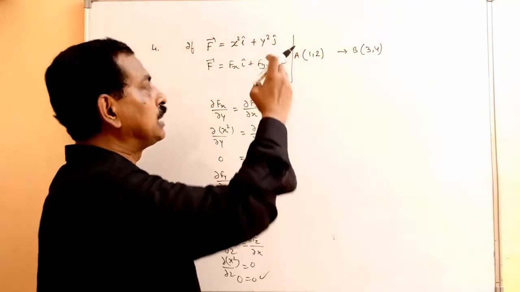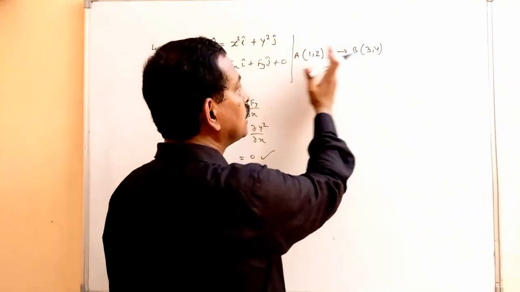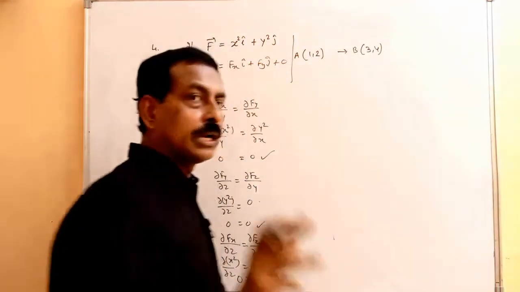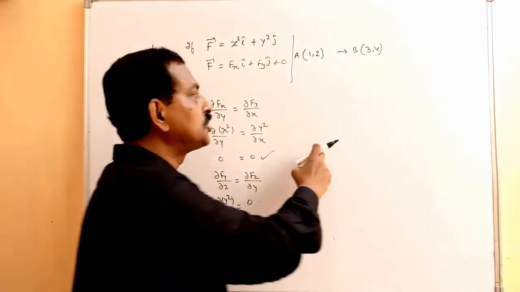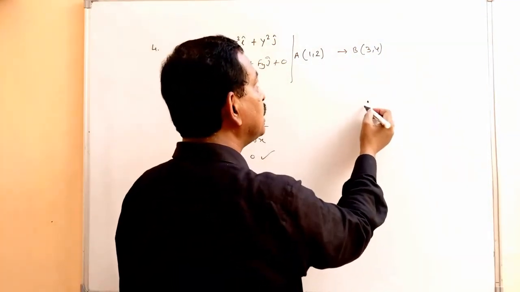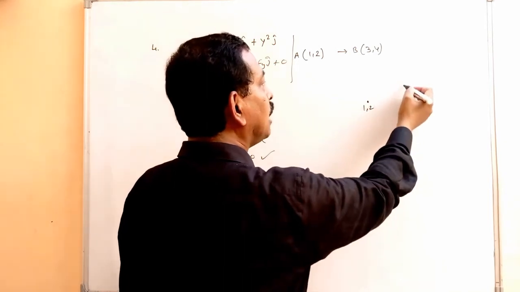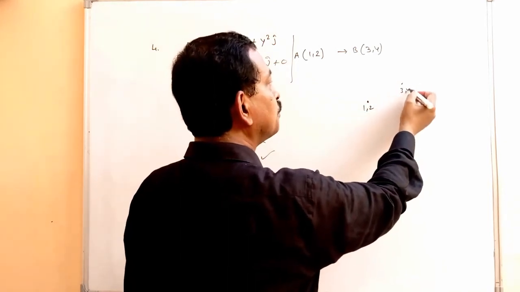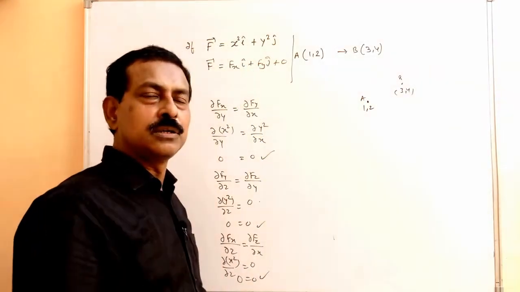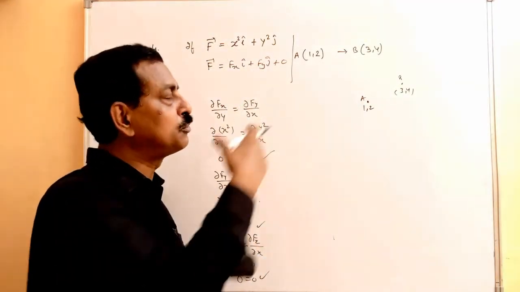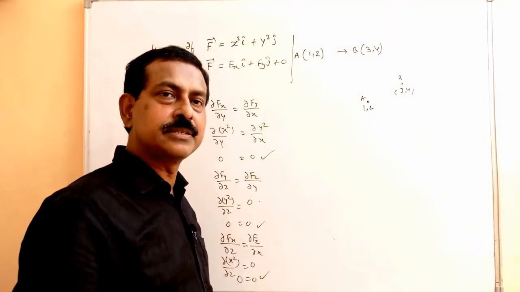Now we have to find the work done for displacing the particle from point A to B. Remember, this is not a closed path. These are two distinct points there. One is, say, your (1, 2), and the other is at (3, 4). So this is your A, this is your B. In this case, you will have to find the work done.